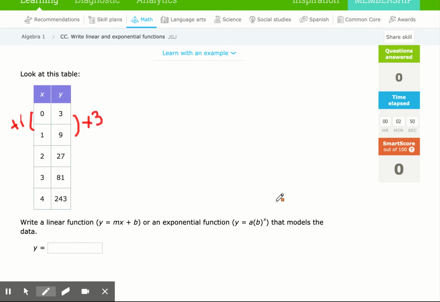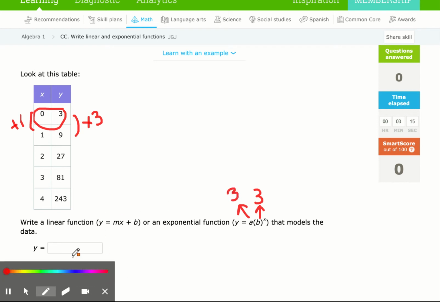So 3 is going to be my b term, because b represents the constant you multiply by. My a is my y-intercept. So if you remember from class, we said the y-intercept is the number next to the 0. In this case, 3 goes with 0, which means that a is going to be 3.